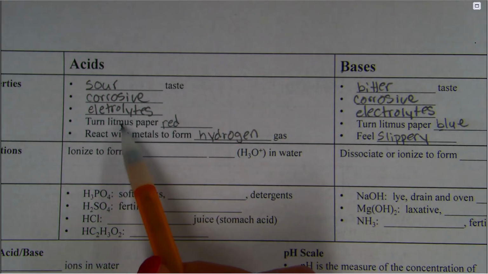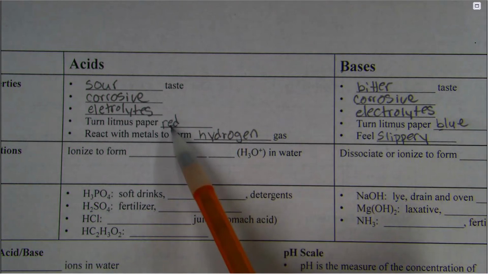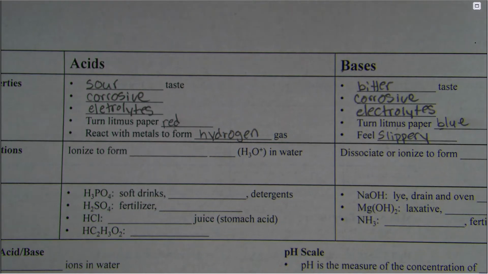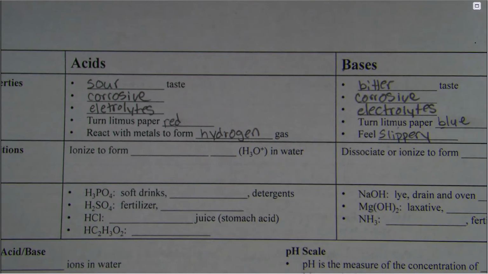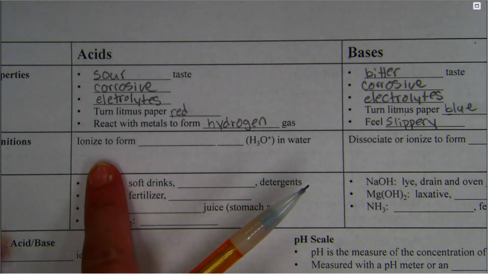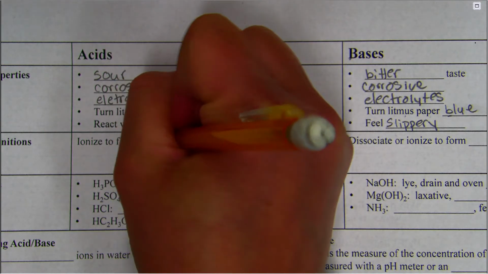In terms of our litmus paper, we've written it down. We're going to look at an activity where we're going to actually see this, so we're going to come back to litmus paper a little bit later on. All right, let's define acids and bases. Acids are defined as ionizing to form hydronium ions.